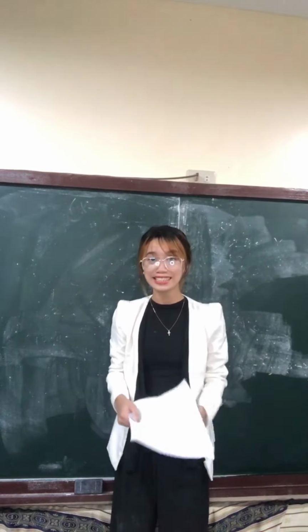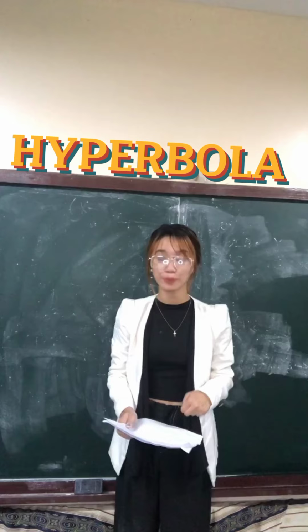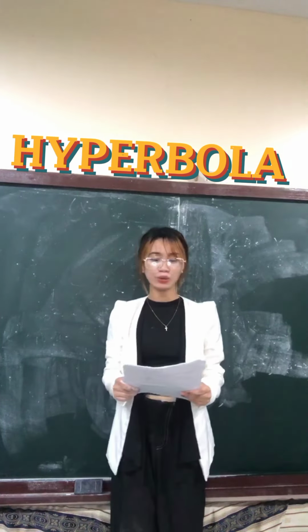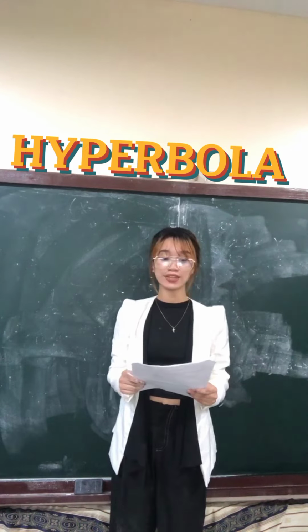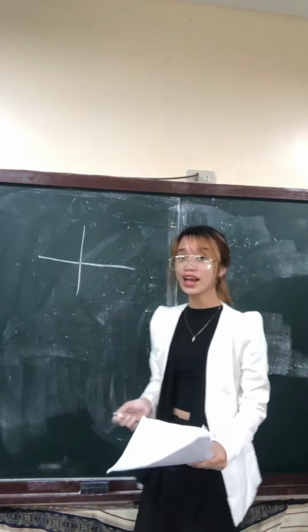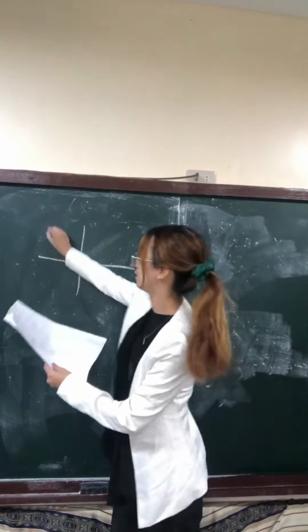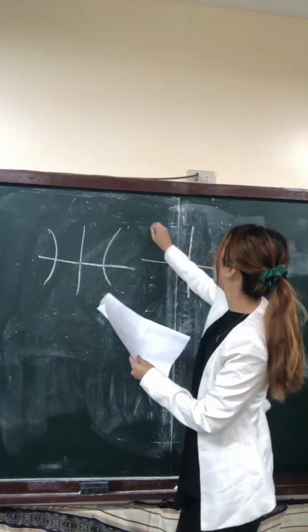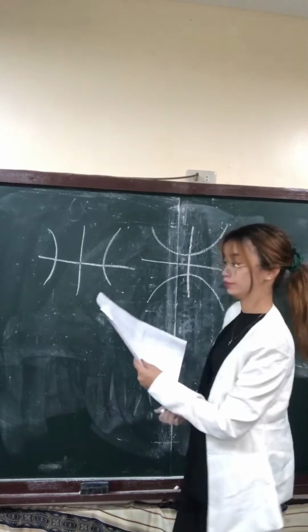And now, for the last discussion, we are going to discuss the hyperbola. But first, let us know what a hyperbola is. It is an open curve with two branches, the intersection of a plane with both halves of a double cone. So the horizontal hyperbola looks like this, and the vertical hyperbola looks like this.